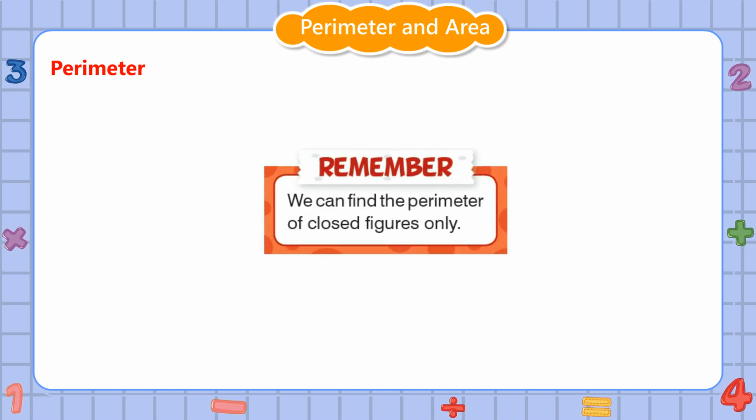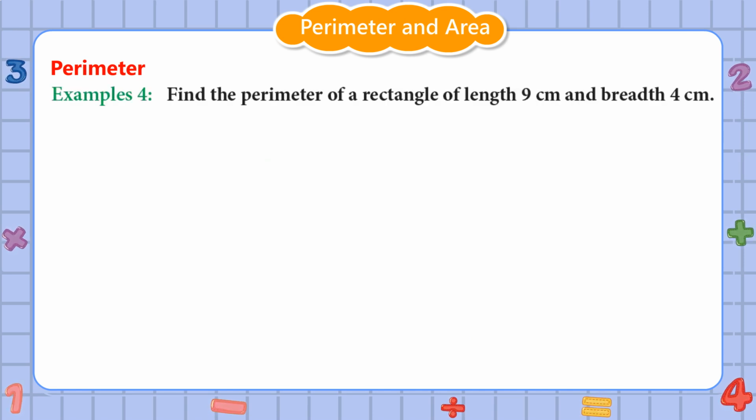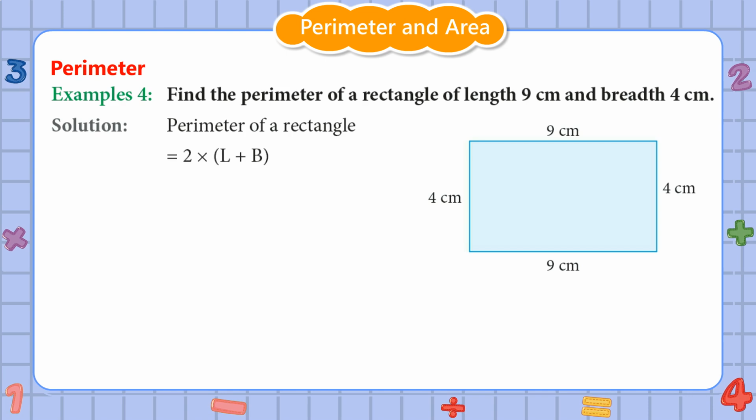Remember, we can find the perimeter of closed figures only. Example 4. Find the perimeter of a rectangle of length 9 cm and breadth 4 cm. Solution. Perimeter of a rectangle is equal to 2 multiply L plus B. It is equal to 2 multiply 9 plus 4 centimeter, which is equal to 2 multiply 13 centimeter. It is equal to 26 centimeter.